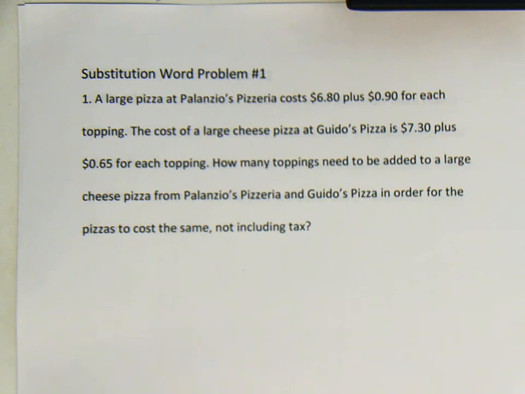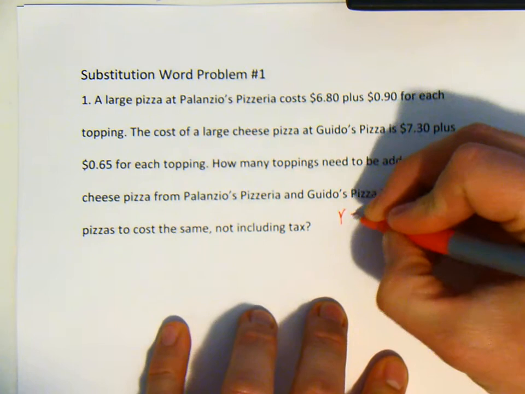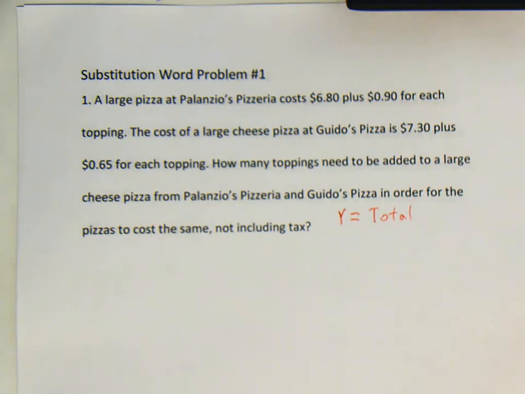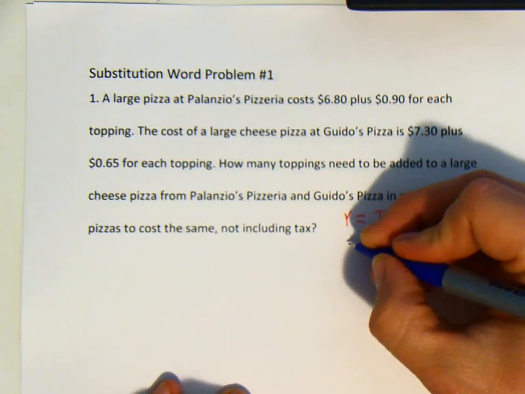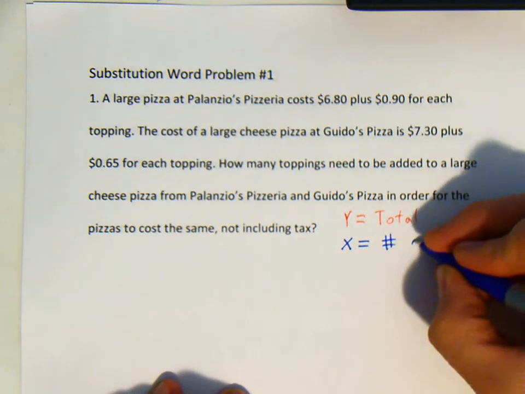Alright, the first thing we have to do is figure out, can we name our variables? Well, we could say y is equal to the total cost, and the total cost will be the cost of the pizza plus each topping. Since we don't know how many toppings it's going to be, we could say x equals the number of toppings.